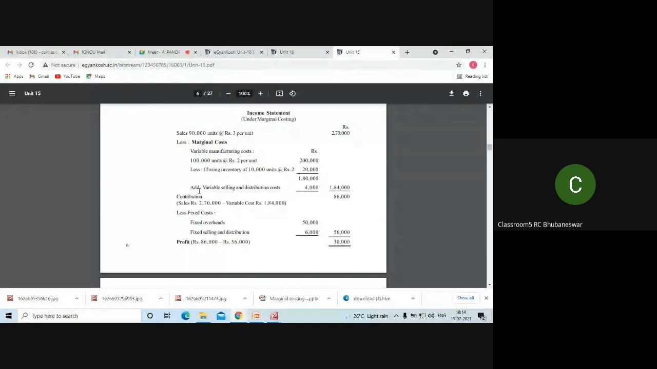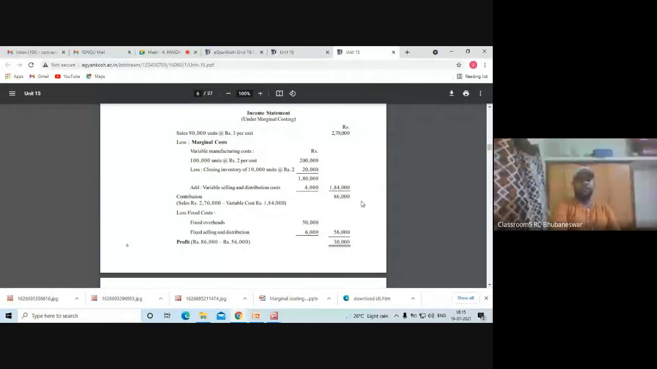So add variable selling and distribution cost only. So it is 4,000. So 1,84,000 will get deducted. And whatever we got, that is the contribution margin. Okay, so contribution margin is how much? 86,000. It is known as the gross margin. Less fixed cost. Fixed cost is how much? Here fixed overhead is 50,000 and fixed selling and distribution is 6,000. Total is 56. So whatever is left, it is our profit.